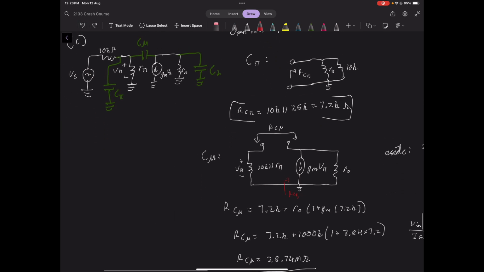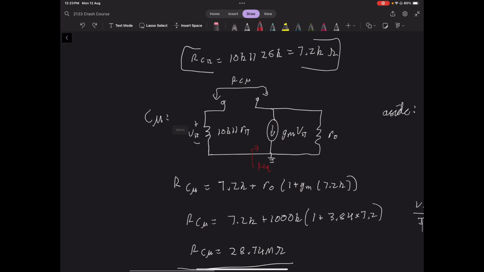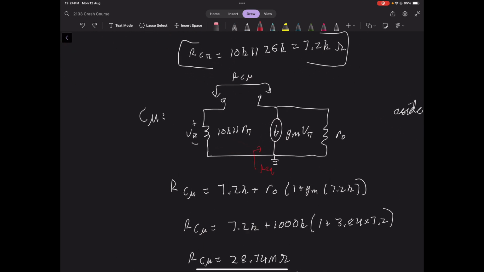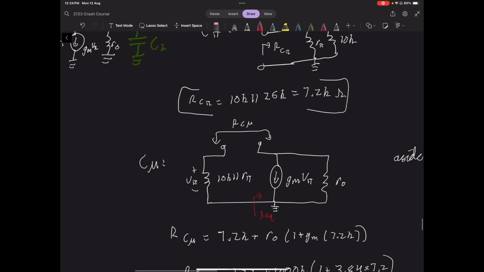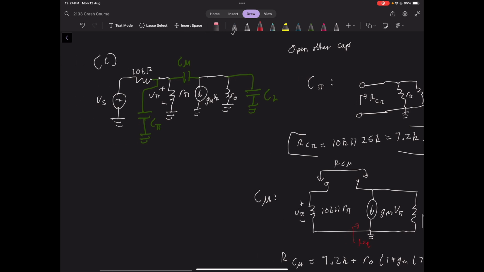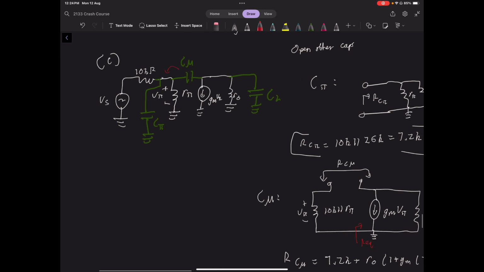Then we're looking at C mu, which is a little bit more difficult because this is our Thevenin equivalent circuit here, and we've got some dependent sources, which is always a pain to deal with. So again, looking through the terminal of C mu, we can see that on the left we have v pi, and then over here on the right we have these resistances over here.